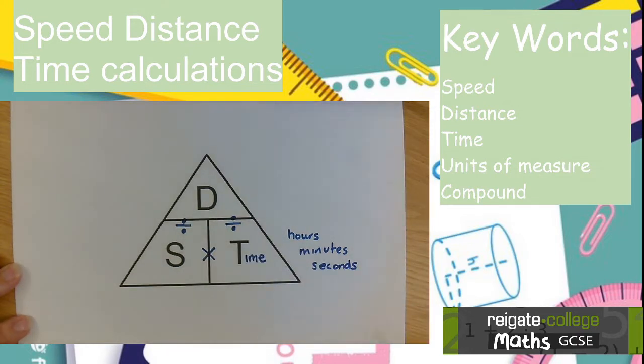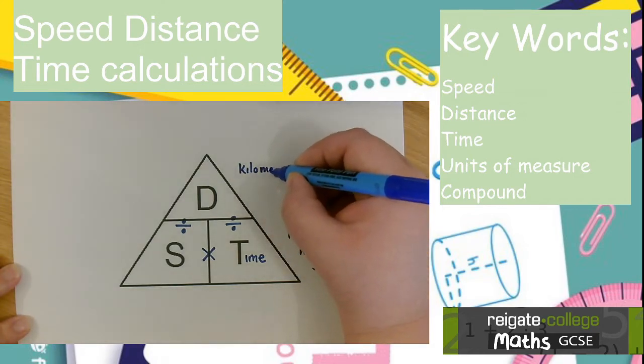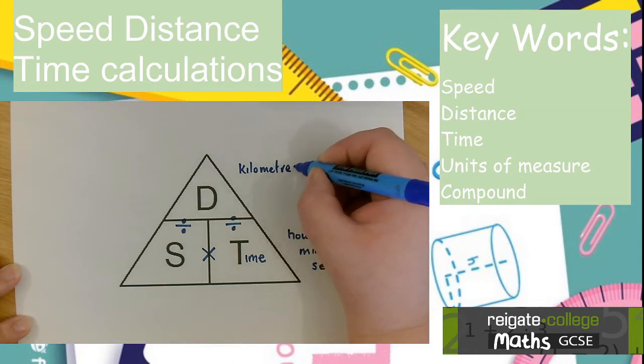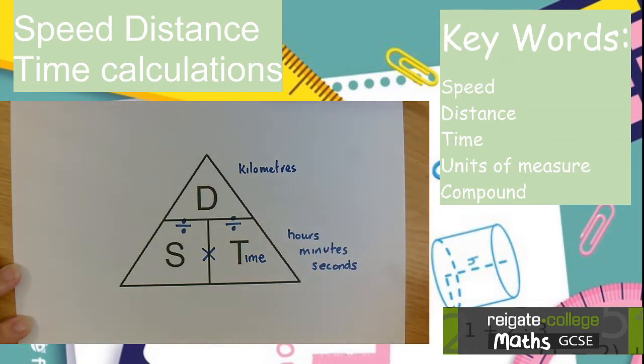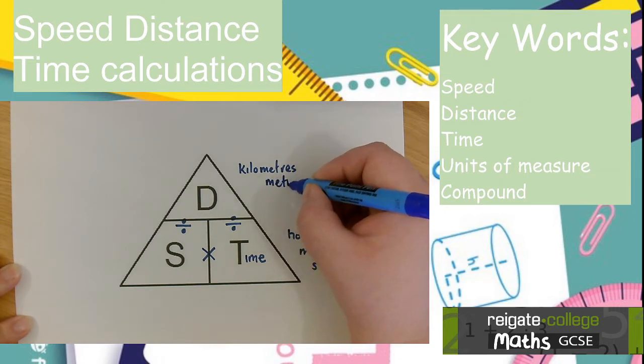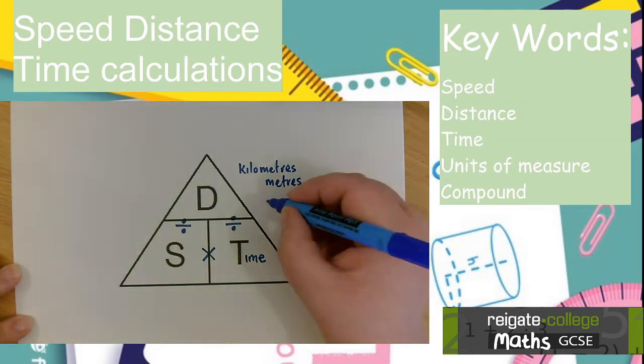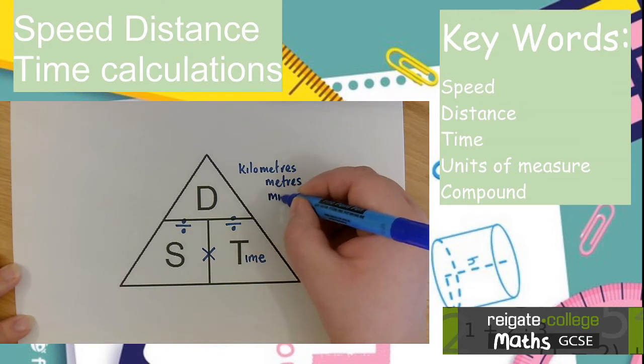Distance, if we're measuring in metric, we'll measure in kilometres. That's for a long distance. We might measure in metres for a much shorter distance. Sometimes we will use an imperial measure, the way that we measure distance on our roads in the UK, and that is in miles.